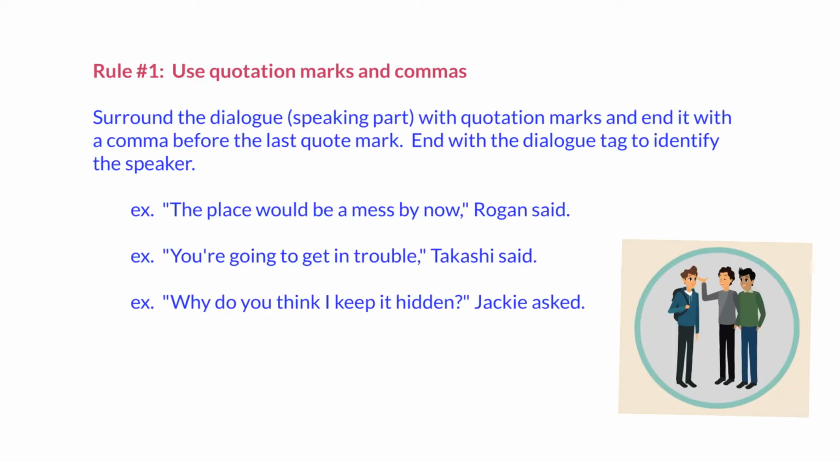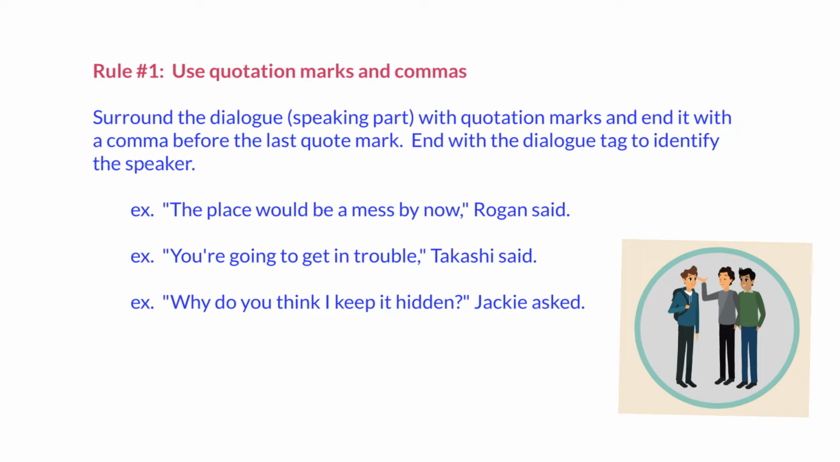And here we arrive at the rules for punctuating dialogue. Okay, this is where you're going to want to take some notes. So, rule 1, let's go through it, pause, and make sure you have it in your notes. Rule 1 is use quotation marks and commas. Very basic. Surround the dialogue or speaking part with quotation marks and end it with a comma before the last quote mark. End with a dialogue tag to identify the speaker.